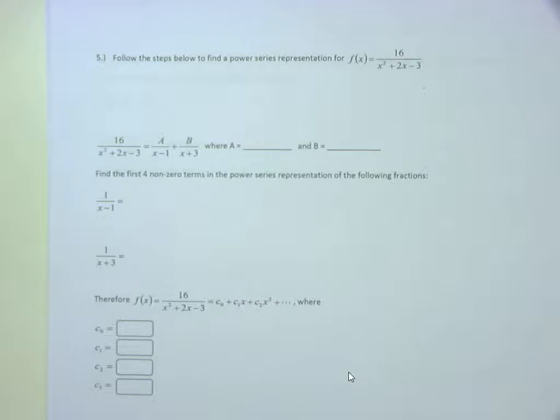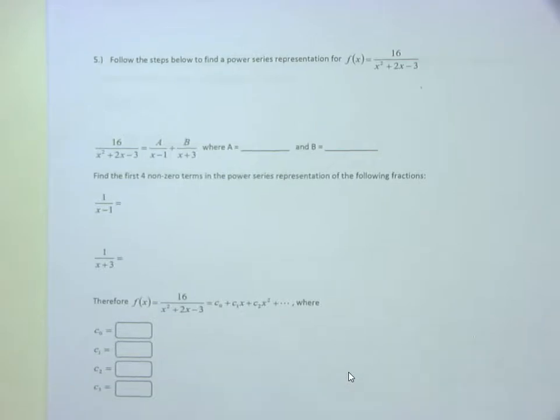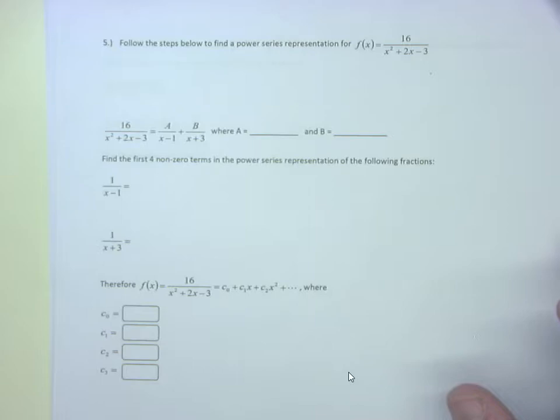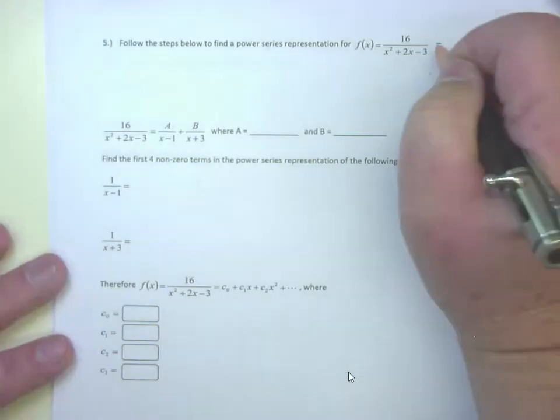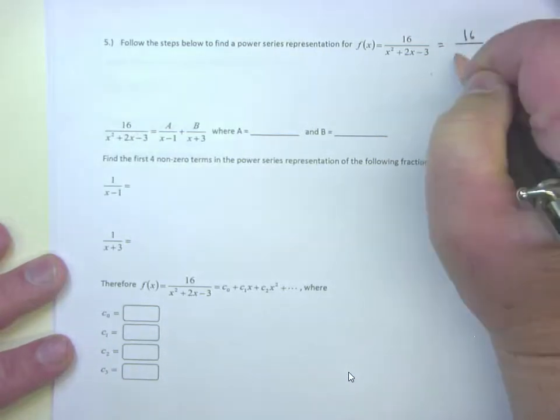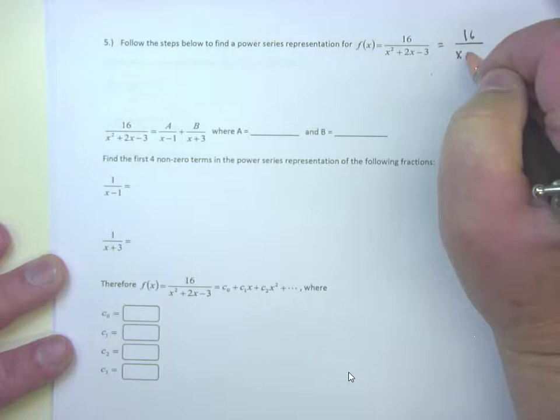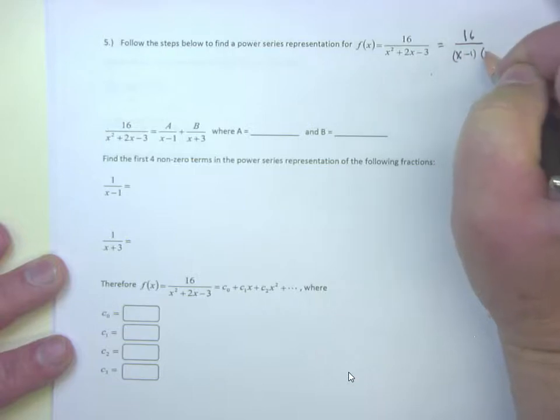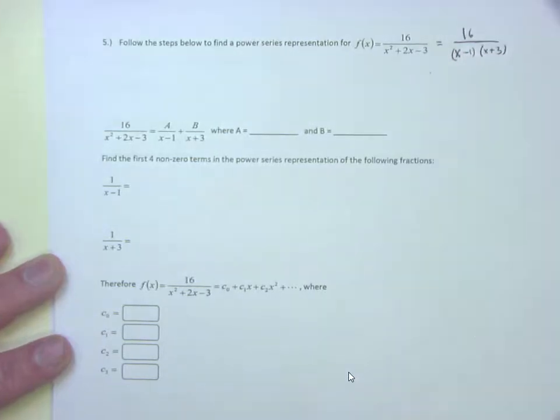It says this. Follow the steps to find the power series for f of x equals 16 divided by x squared plus 2x minus 3. Okay? All right, so the first thing you were supposed to notice is, we have a function, and the denominator happens to factor. So this is actually the same thing as 16 over x minus 1 times x plus 3, the denominator factored.